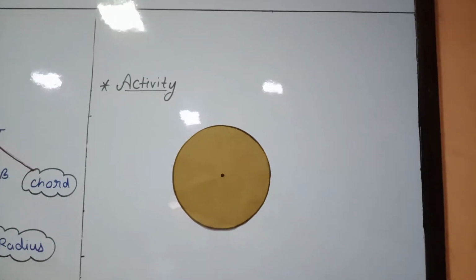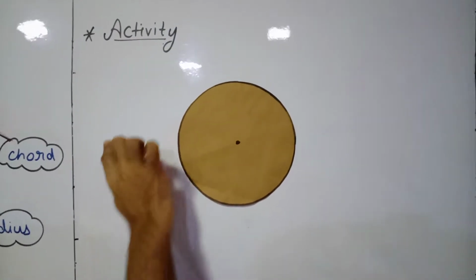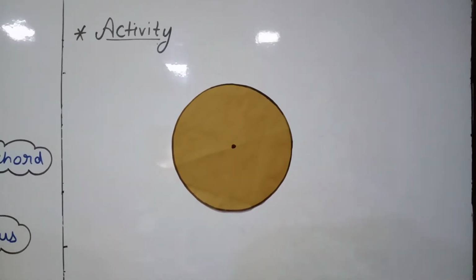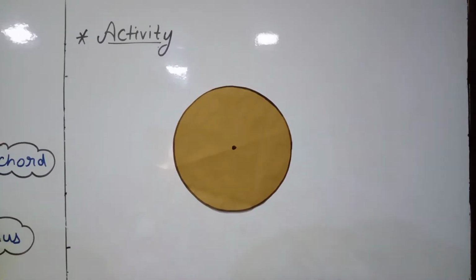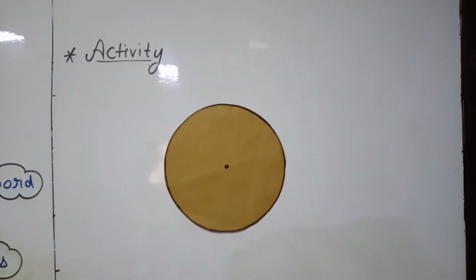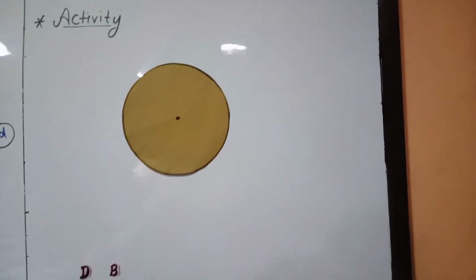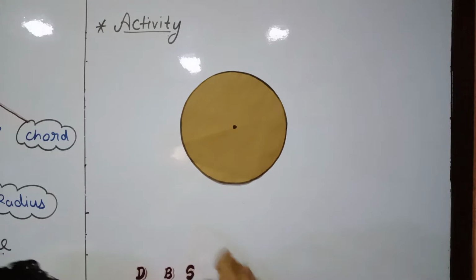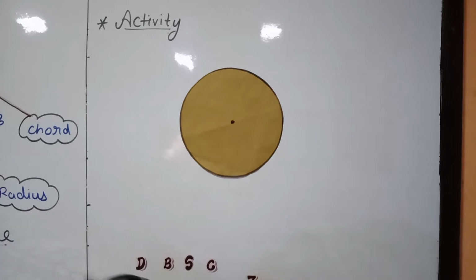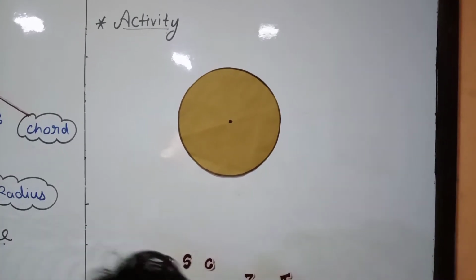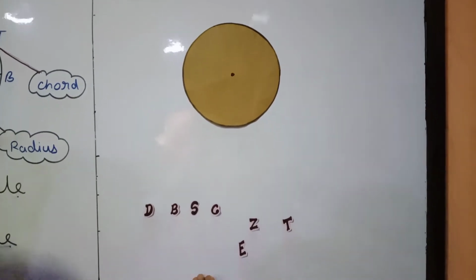We have a circle. Yes, this brownish shade is the interior part of the circle. This white part outside the circle is the exterior part of the circle, and obviously this black outline of the circle is on the circle. You can see here we have a few letters. Yes, here we have a few letters.